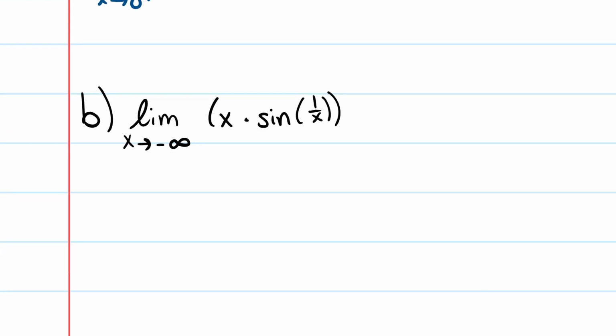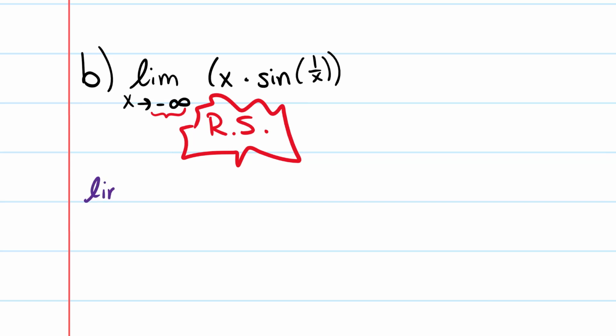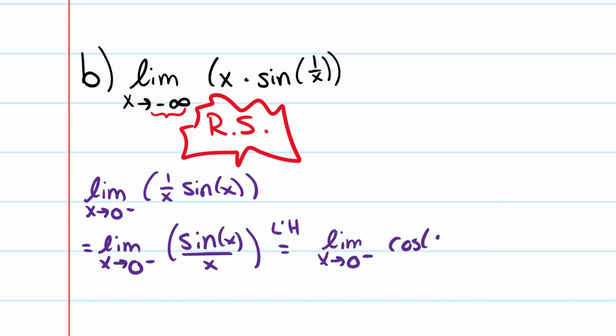We're going to do the same thing now, but we're going to look at this as we approach negative infinity. So because we see the negative infinity, we're going to go ahead and use our reciprocal substitution. So this is the limit as x approaches 0 from the left of 1 over x sine of x, which we saw to be the limit as x approaches 0 from the left of sine of x over x. And then using L'Hopital's rule, we get that this is the limit as x approaches 0 from the left of cosine of x, which is just equal to 1 again.